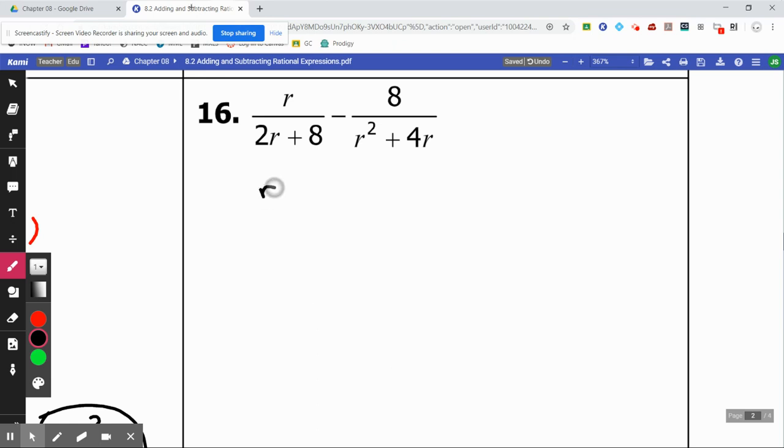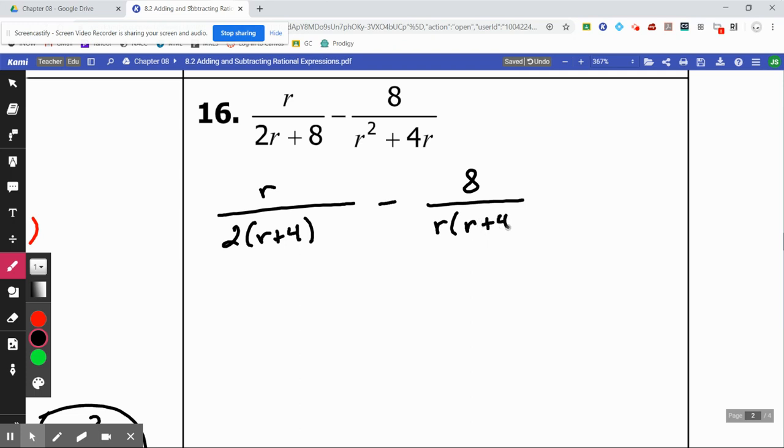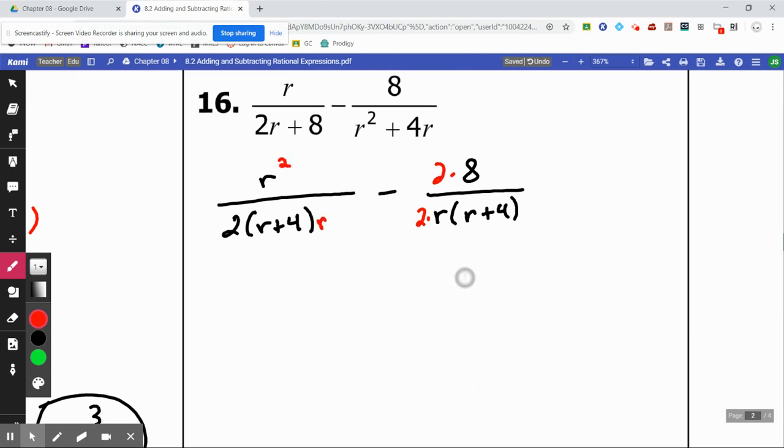On top, you have an r. Let's factor the bottom. Pull out a 2. You're left with an r plus 4. Minus an 8, and let's pull out an r, and you're left with an r plus 4. So you're missing a 2 over here, so let's multiply, and let me do a different color. So let's multiply top and bottom by 2. And the only thing that you're missing over here would be an r, so let's multiply top and bottom by r, and you can just do r times r is r squared there.